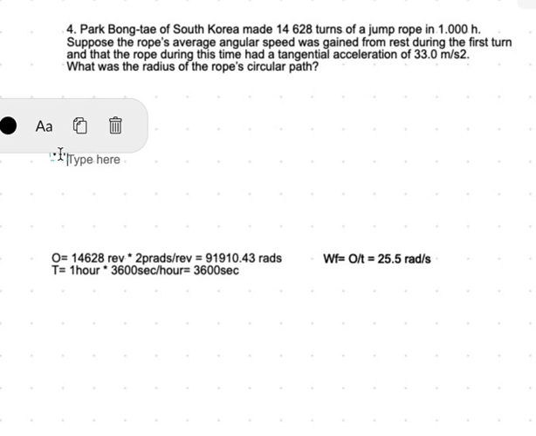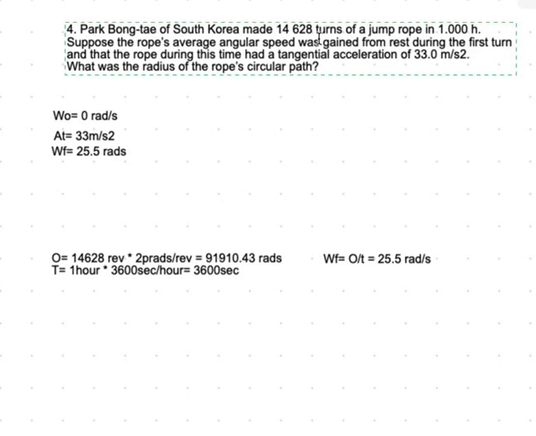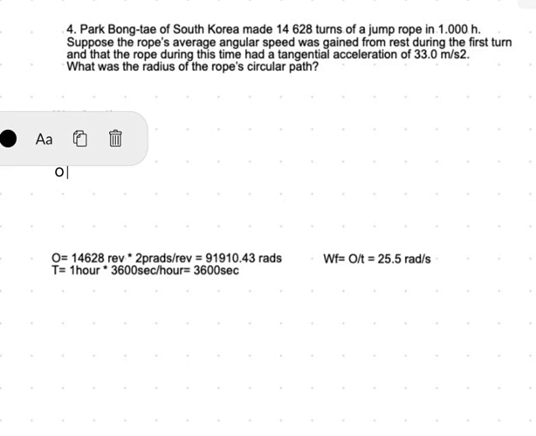Now that I've got his final speed, I can go back to the rest of the question. So suppose the rope's average angular speed was gained from rest. So we started with a speed of 0 and accelerated to this speed, and all of that acceleration happened during the first turn of the rope. So now I have another angular displacement for how long it took the acceleration to occur over. And in this particular instance, the length of the acceleration is given in a distance, but it could also be given in a time as well. But again, I've been told that this acceleration occurs over 1 revolution.